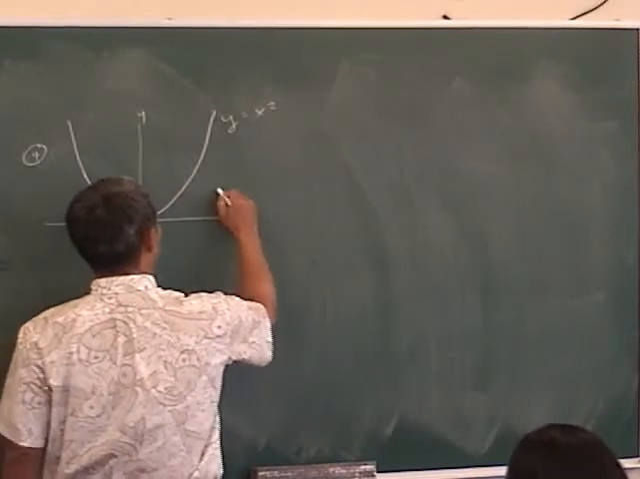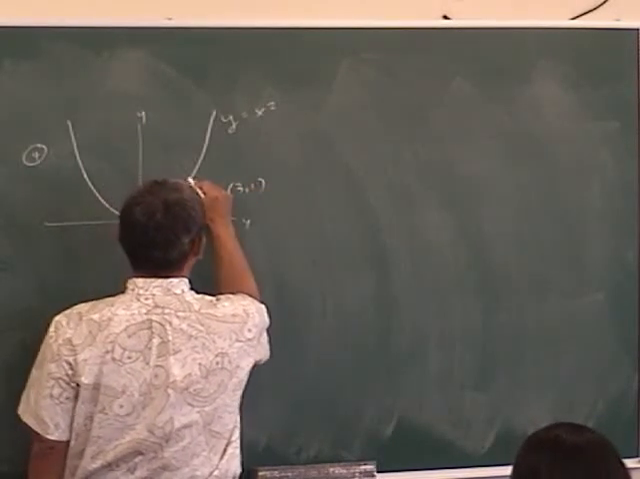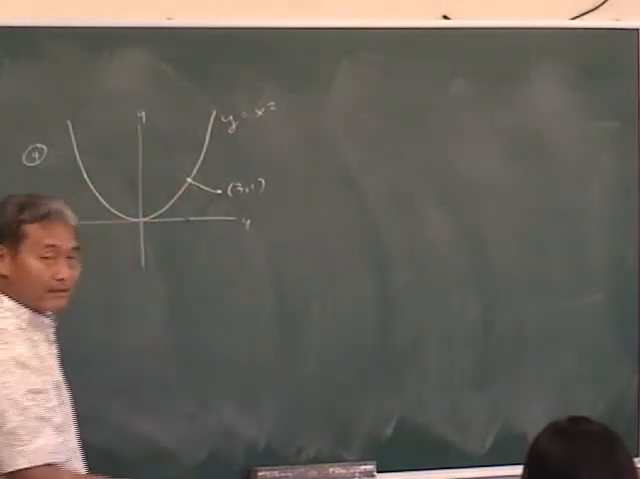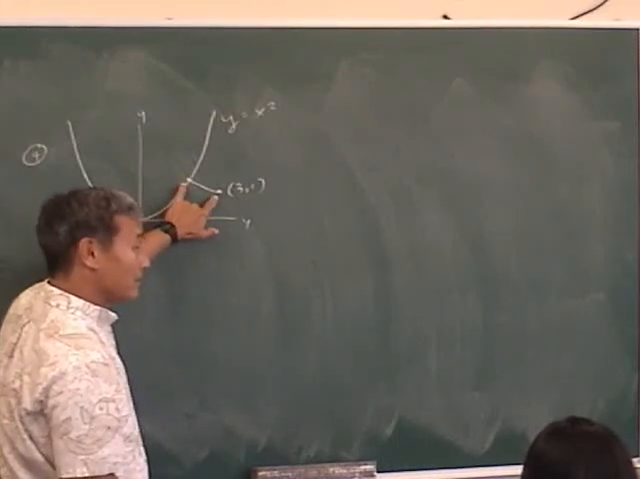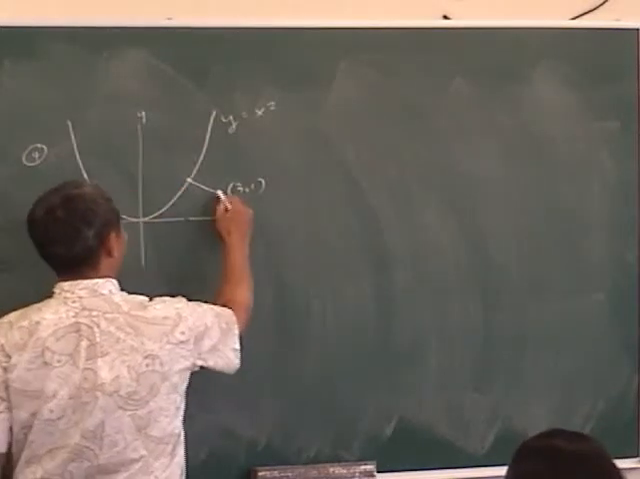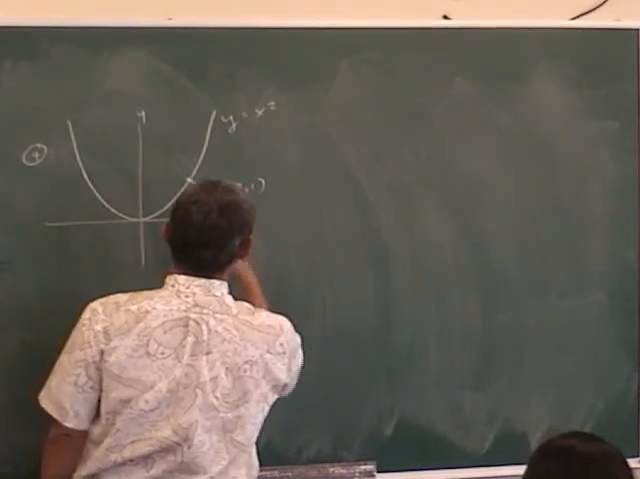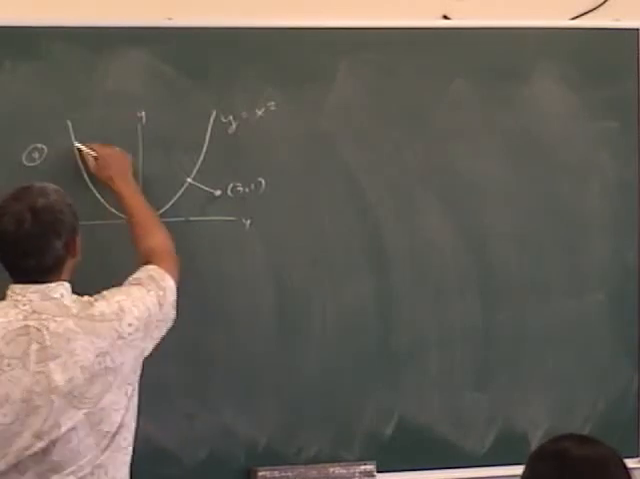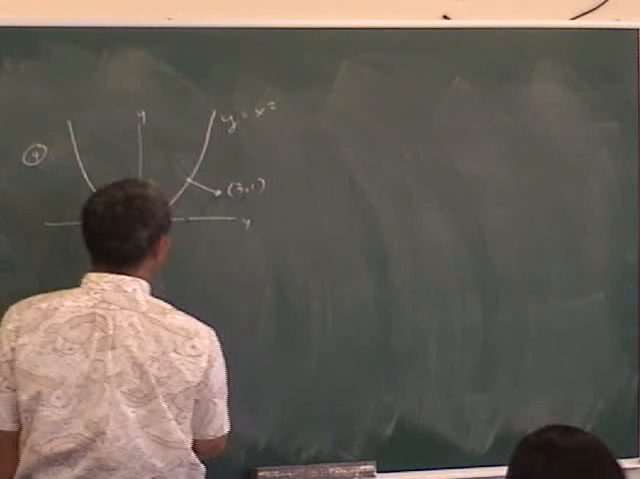Okay, here is the point (3,1). Find the point on the parabola that is closest to that point. That's what we want to find. We want to minimize this distance right here. So what is the point on the parabola that is closest to this point? You guys understand the problem? A parabola is made up of an infinite number of points. Which one is closest to that one?